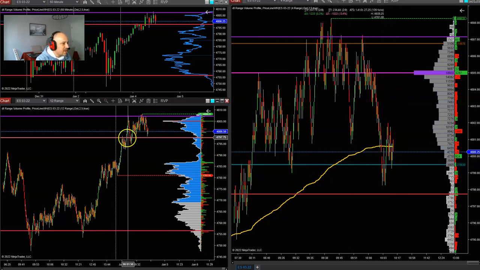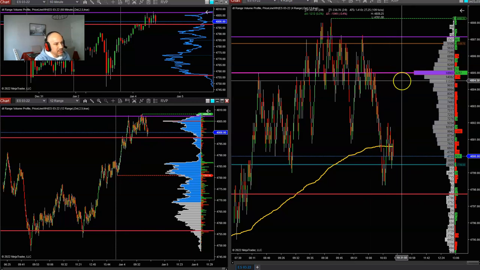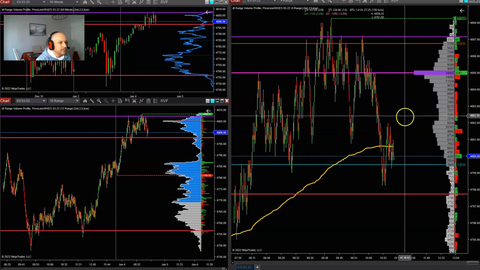Market can bounce. It's come down to this level right here, this area right here, okay? And it can bounce and push back up to the upside. So let's just wait it out, but we'll see what happens.